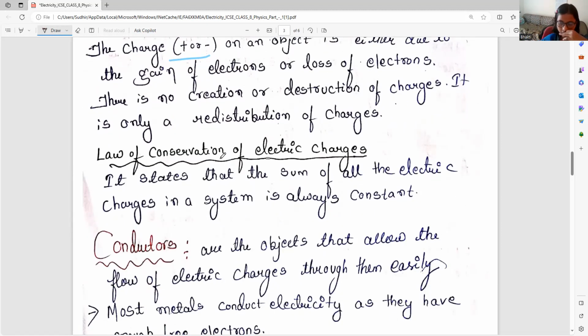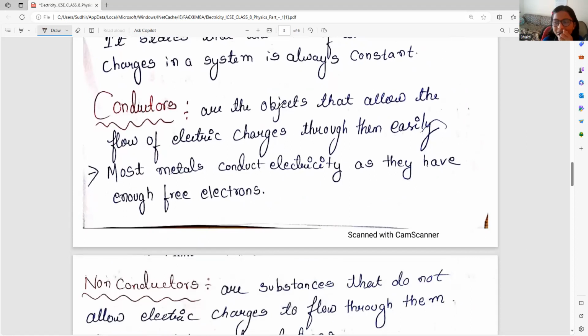Law of conservation of electric charge. Electric charges: opposite charges attract and same charges repel. It states that the sum of all electric charges in a system is always constant. We learned that this means there is no reduction or decrease; both are just the same.